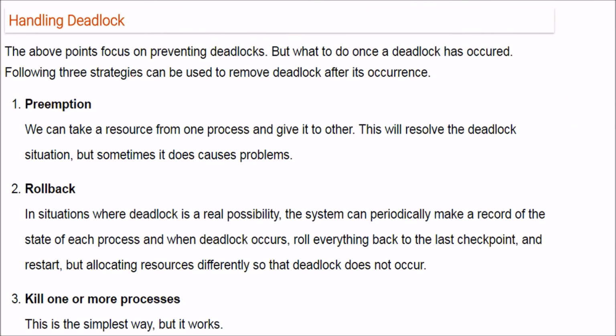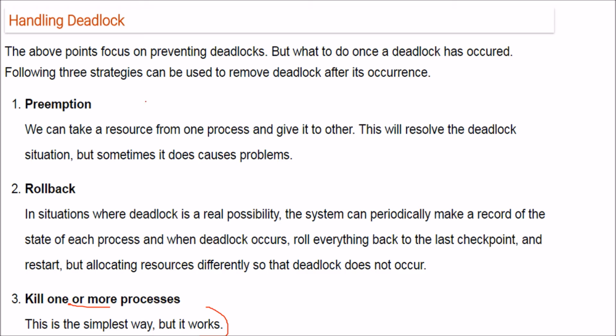Then how to handle the deadlock? The first strategy is very simple. Let deadlock happen. This is the most used. Let it happen and then kill the processes. It is the simplest, but it works.